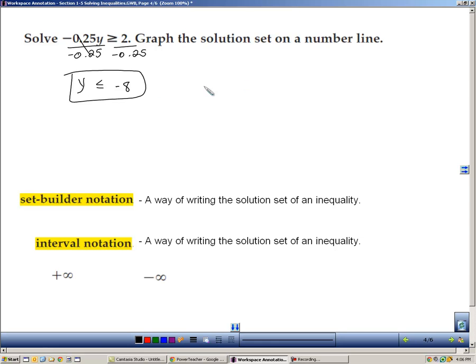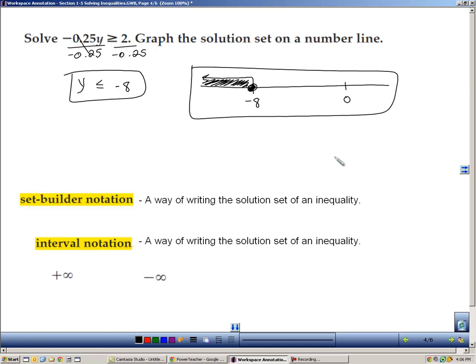So this is my solution, and if I graph it, I'm going to put a closed circle on negative 8 this time. Closed because it's less than or equal to, which means negative 8 can be included. And I want all the numbers that are smaller than that or less than negative 8, so I shade to the left. Now there's a couple other ways to write this solution, and they're given to you down here.